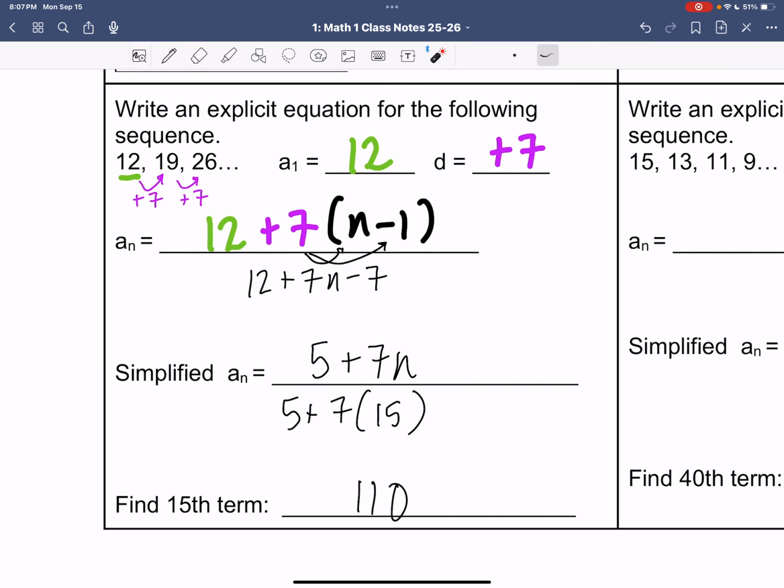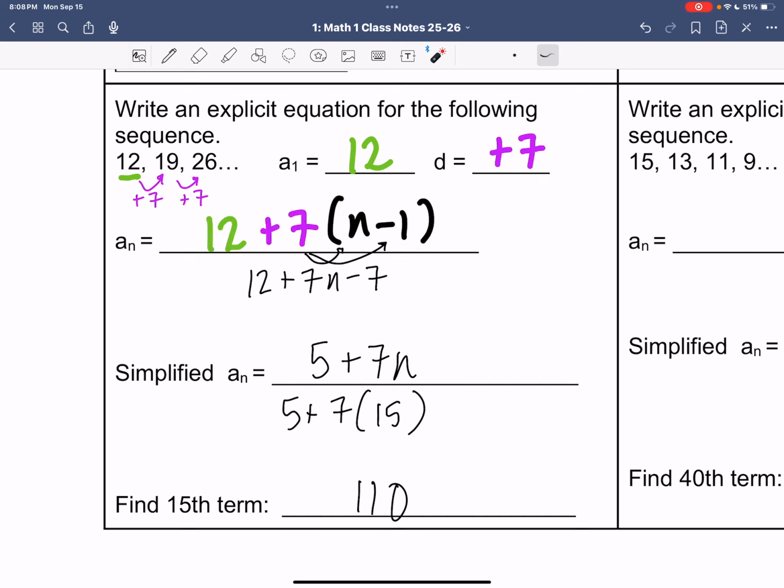All right, this is similar. So you want to do an explicit equation. So you need to figure out what the first term is. And then you need to find the common difference. So to get from each number, you're adding 7. So put it all together.